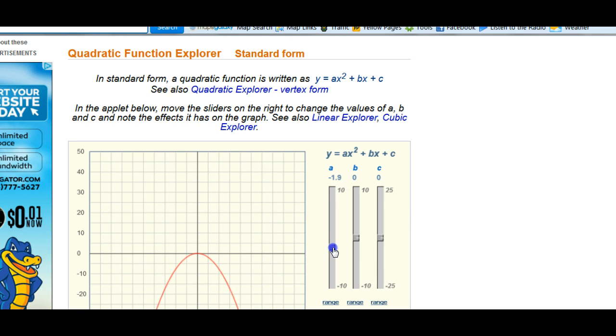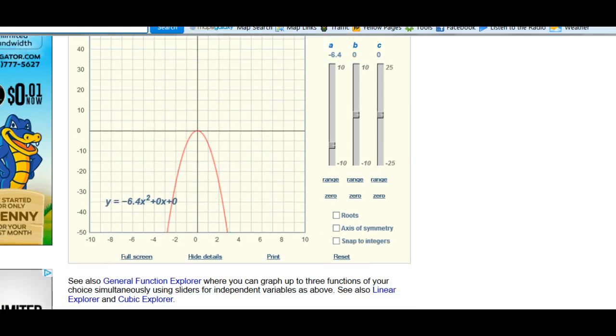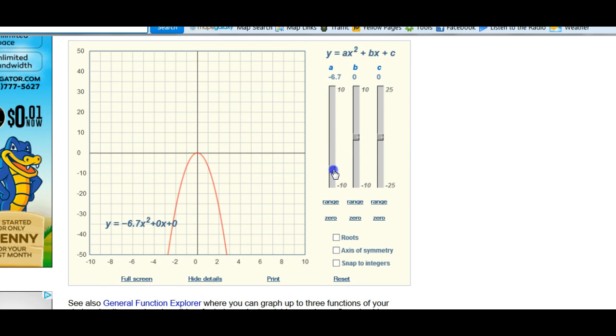And as it gets more negative, it gets narrower and narrower again. So it's just getting narrower, narrower, narrower, but now it's opening down. So when it's positive, it opens up. As a increases, it gets narrower. As it's closer to 0, it gets wider. Look at what happens when a is 0.2, very wide graph. When a is negative 0.2, it's still a very wide graph, but now it opens down. And as it gets more negative, it's still opening down, but it's getting narrower and narrower.